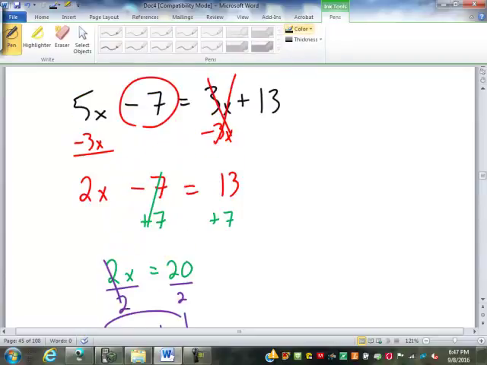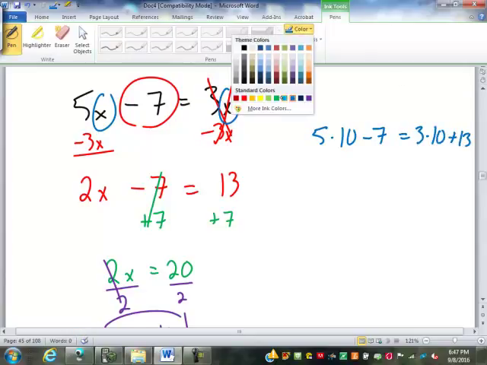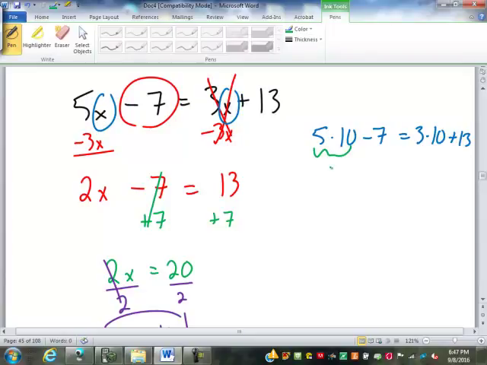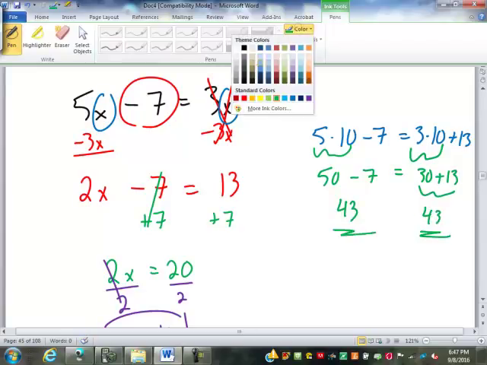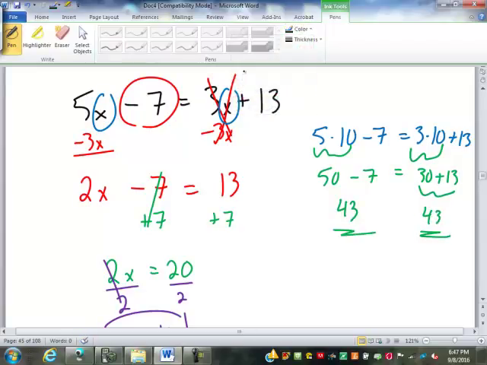Once again, we could go back and verify, put 10 in for x. 5 times 10 minus 7, does that equal 3 times 10 plus 13? 5 times 10 is 50, minus 7 is 43. 3 times 10 is 30, plus 13 is 43. So we have the same value on each side of the equation. So we know that's a correct value.